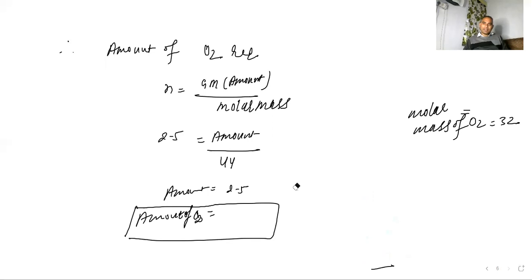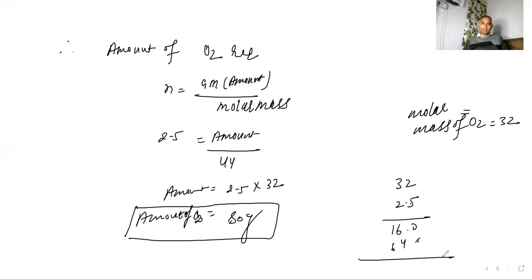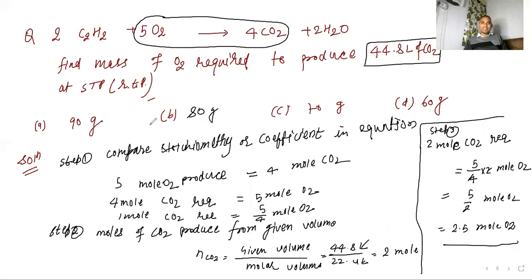Okay, sorry. So then we get 2.5 times 32. You can multiply. 5 2s are 10, 5 3s are 15, 2 2s are 4, 2 3s are 6, so it is 80 gram. So this is coming. Are you able to understand this type of problem now?